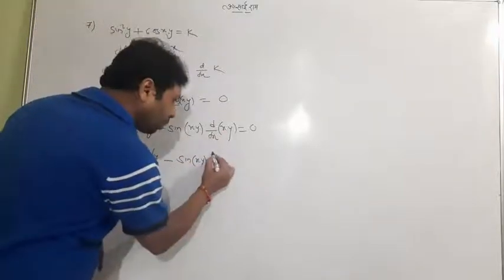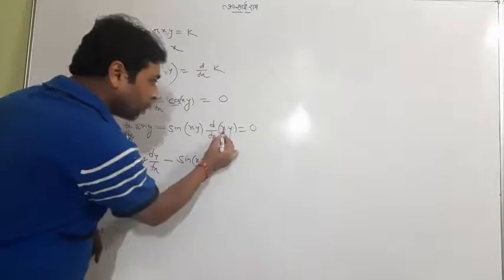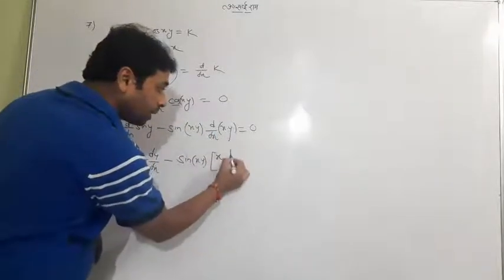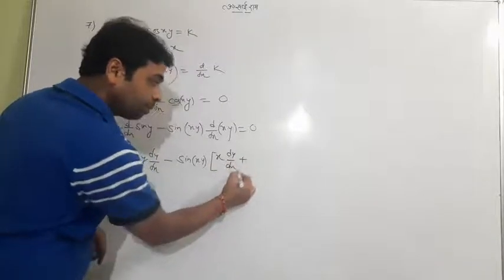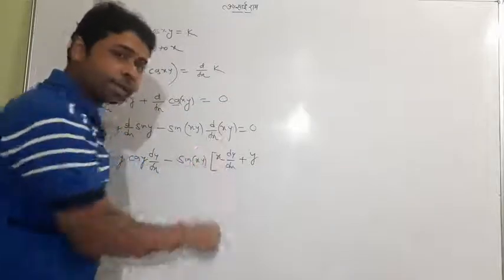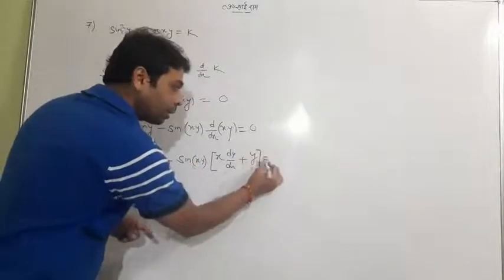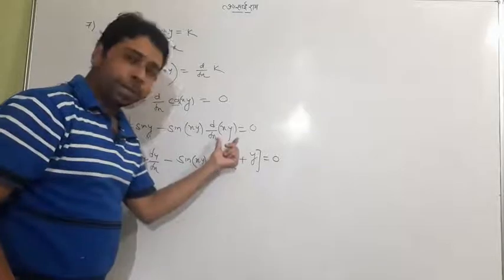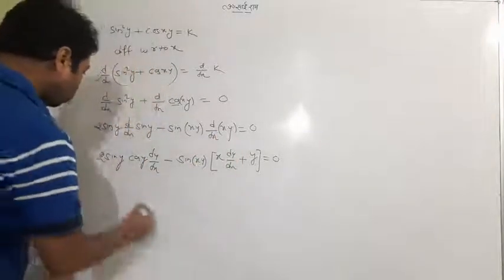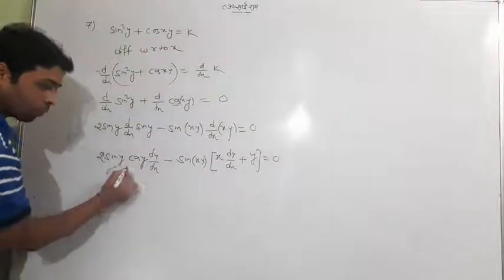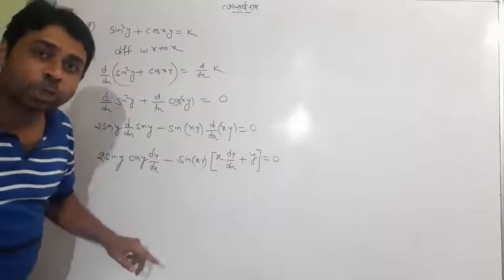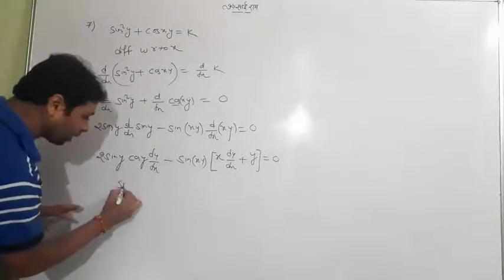And what is the multiplication rule? First function as it is, differentiation of the second function y, dy by dx. Then second function y as it is and differentiation of the first function x is 1. So this is happening here, the multiplication rule for x into y is completed. Now what to do? 2 sin y cos y looks like 2 sin theta cos theta, which is sin 2 theta. It's a simple concept of trigonometry.